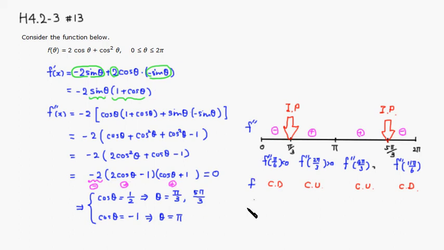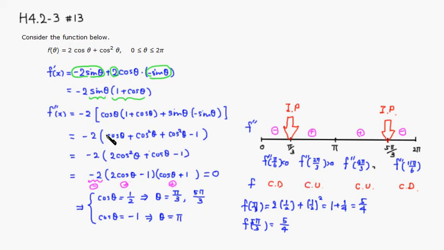All right, so we need to find the value. So f of pi over 3 would be 2 times cosine of pi over 3, which is 1/2, plus 1/2 squared, right? So this is going to be 1 plus 1/4, so it's 5/4. Then if you plug in 5 pi over 3, the cosine value is still the same, so it's exactly the same value as before.